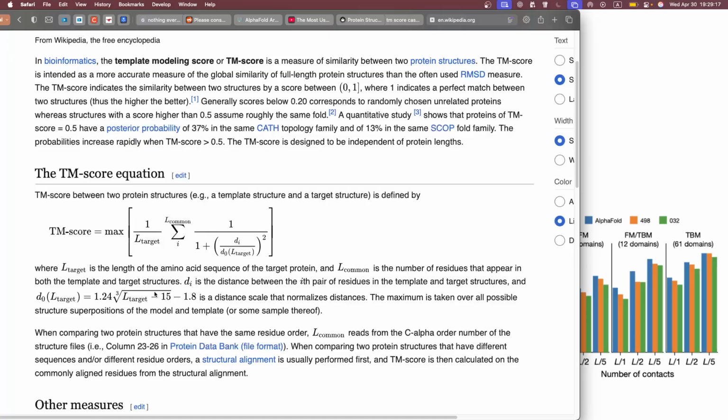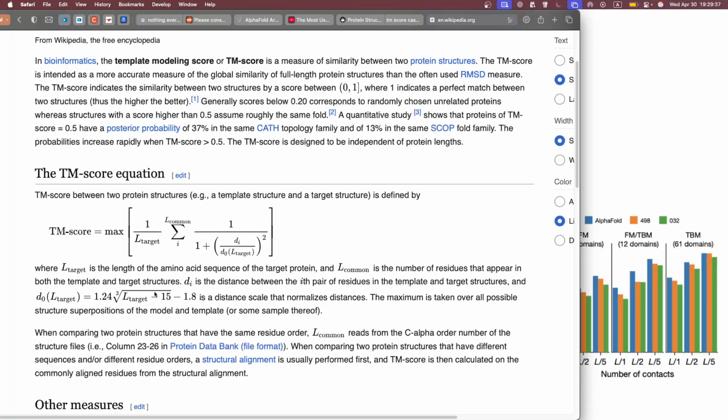Okay. So it seems like they basically have a template, and I guess if it's a probabilistic prediction... No, I mean, this is just the distance, right? Distance and then the length of the target. Yeah, but are they themselves probabilistic? Distance? What's L common?